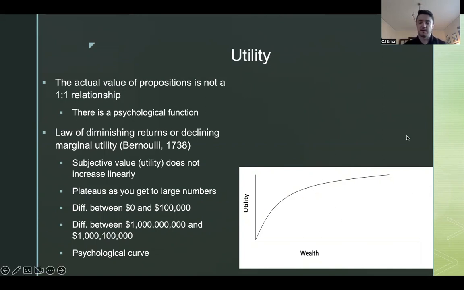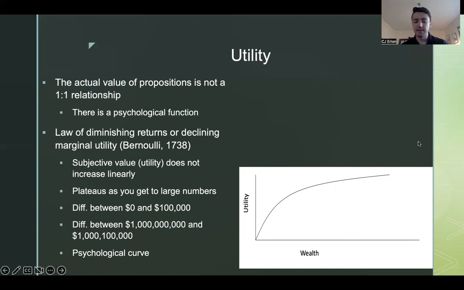We see that subjective value, or what we're talking about in terms of utility here, does not have a linear increase. And as numbers get larger and larger, here we're talking about wealth, but again, it doesn't necessarily need to be wealth. But as we get to larger and larger numbers here, we see that there is not that same increase, right? It's a less steep increase. It plateaus as these numbers get larger.